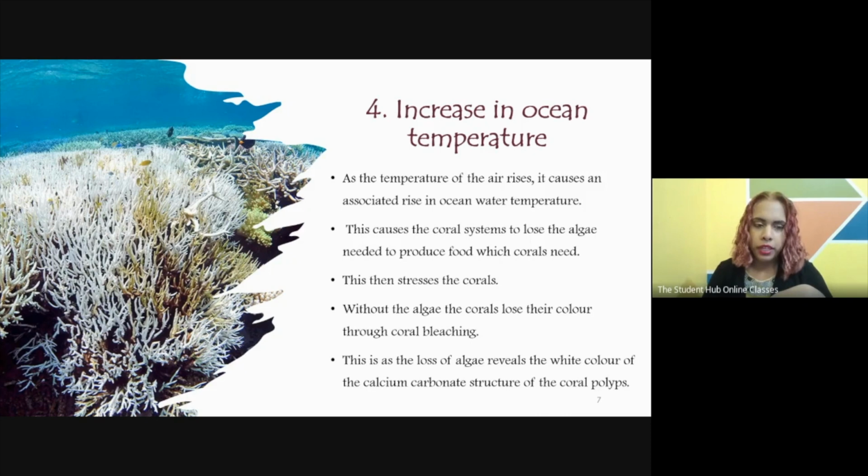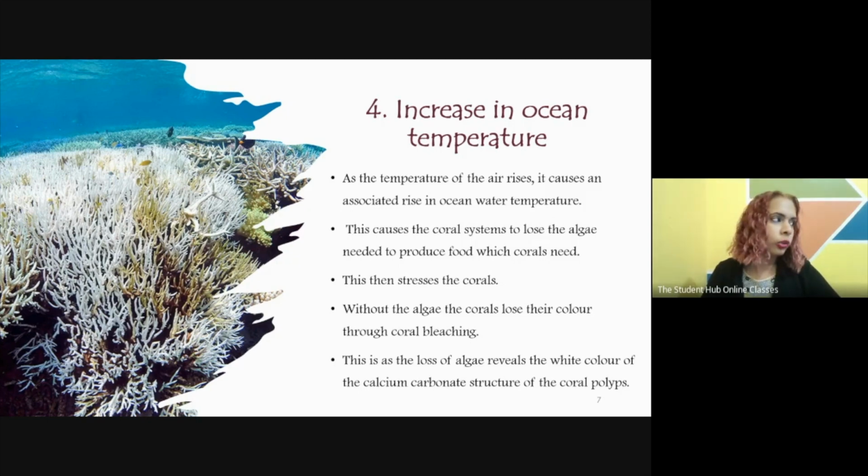Because of global warming and pollution, the atmosphere has higher carbon dioxide levels. So the ocean has higher carbon dioxide levels as well. So because of that, there's a rise in the atmospheric temperature and a rise in the ocean temperature. And what happens is that this increase in temperature actually kills the zooxanthellae or the algae, which the corals need to survive. And without that algae, they won't have their color. So they are undergoing coral bleaching because of that color.